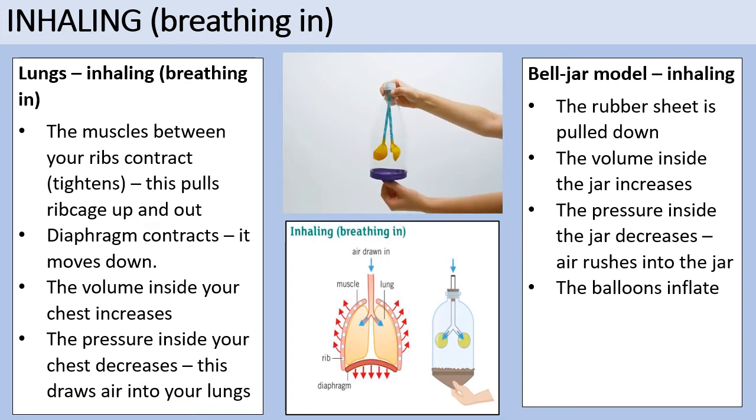And if you have a look at the information on the left hand side, looking at the video, you can see that your muscles between your ribs would contract, and that would pull your rib cage up and out as you inhale. The diaphragm, which represents the rubber sheet across the bottom which is being pulled, contracts and it moves downwards. The volume inside the chest increases and the pressure inside your chest decreases, and this draws air into your lungs.